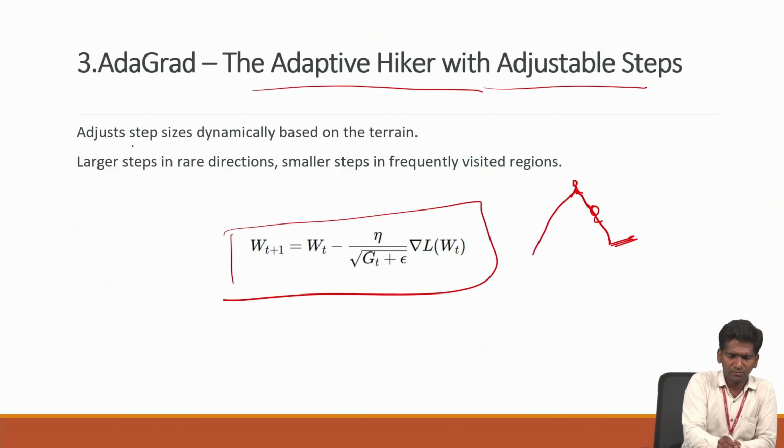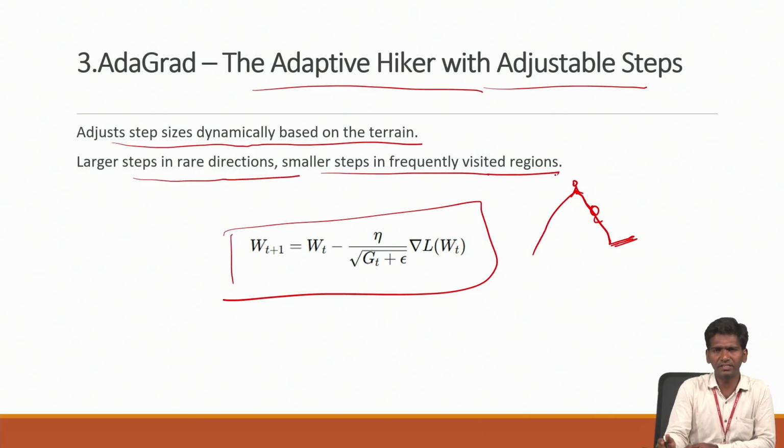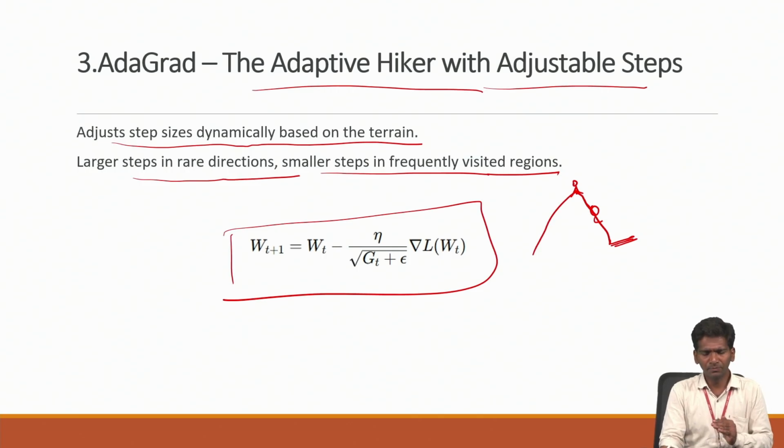Okay, so here you can see, adjust the steps dynamically based on the terrain. Larger steps in rare directions, smaller steps in frequently visited regions. So whenever we have reached frequently visited regions, then we can take small steps. Or whether there are obstacles in between us, we can take small steps. If there is no obstacle, we will directly increase our speed, that means running.